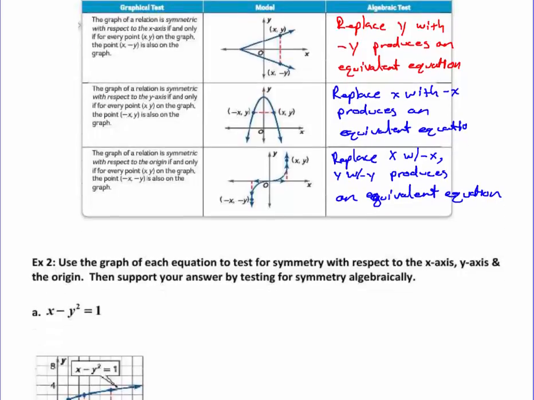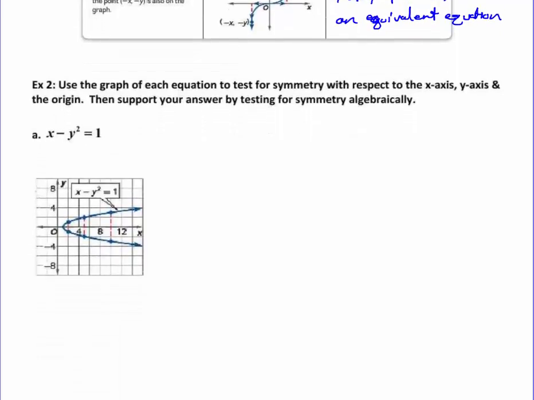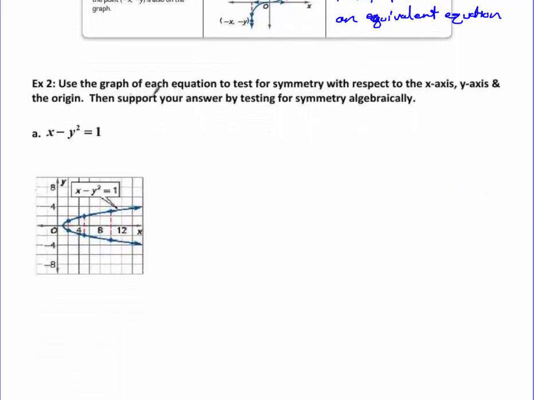Okay, so we're just going to do one of these for a quick test here. Example 2 says use the graph of each equation to test for symmetry with respect to the x-axis, the y-axis, and the origin. So we're going to test all three just so you can see how it works. Now, graphically, because it says use the graph, anytime it says use the graph, you should use the graph.